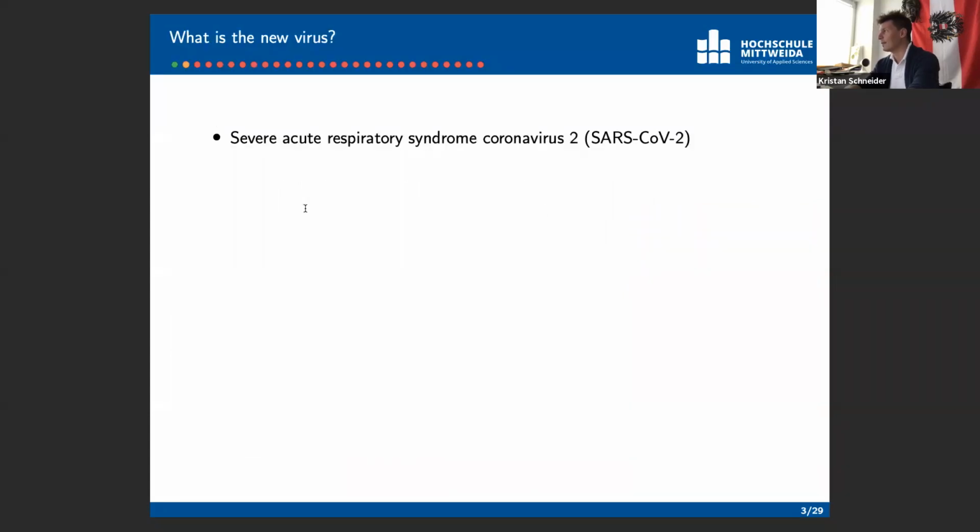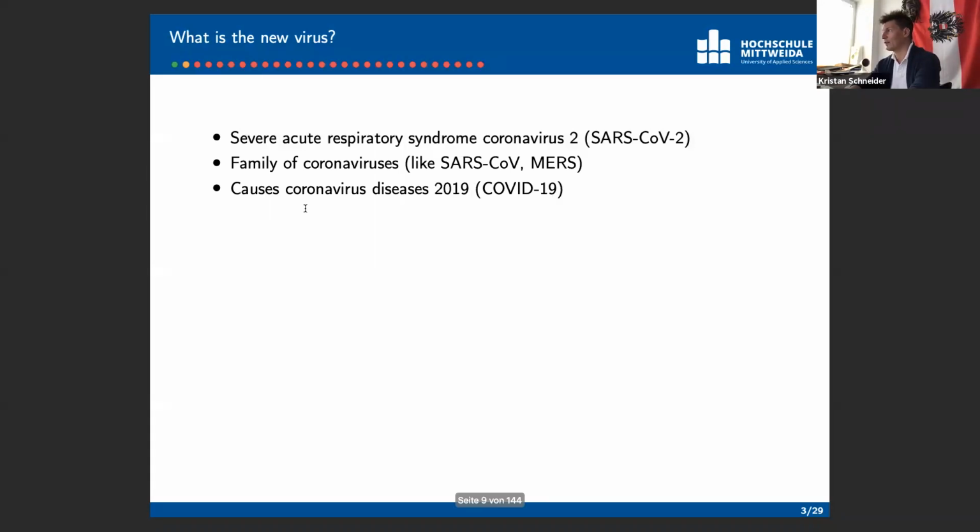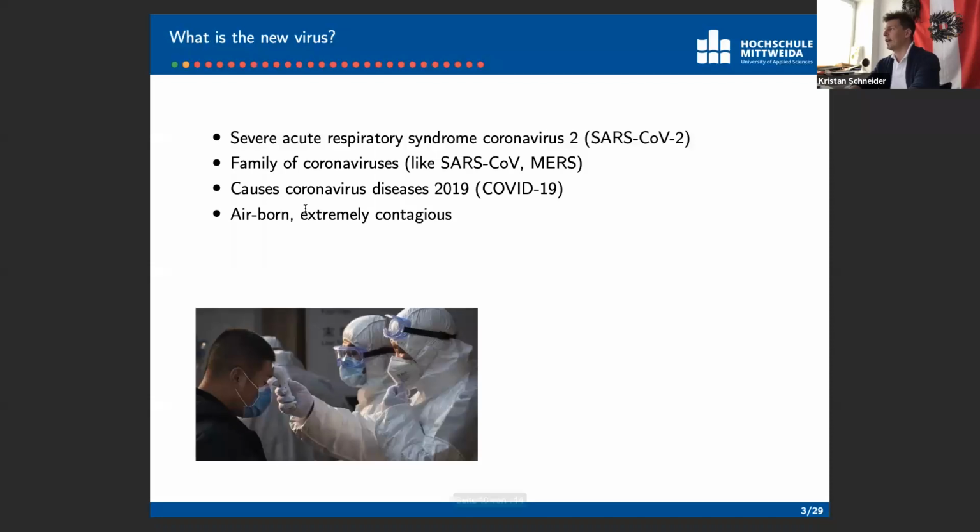Now, just to wrap that up, the virus itself was named severe acute respiratory syndrome coronavirus 2. It's a coronavirus like SARS-1 or MERS. It causes coronavirus disease 2019, or COVID-19. And it's airborne and extremely contagious.